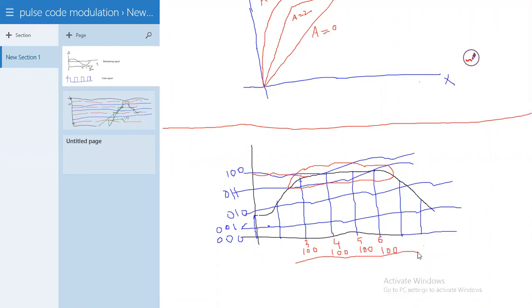What do you call this? The repeatedness of that code is called redundancy, R-E-D-U-N-D-A-N-C-Y, redundancy means repeatedness of the same code. So that is called redundancy. This type of problem is present in PCM, pulse code modulation. So here we can avoid this type of redundancy.